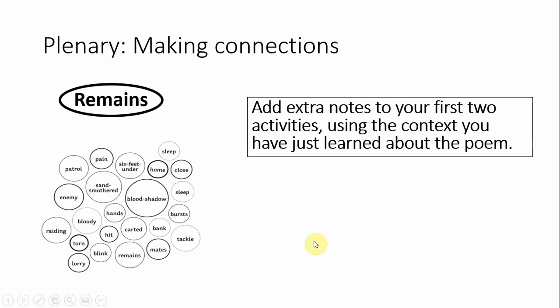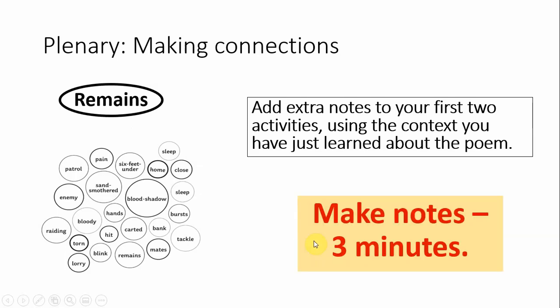The final thing for you to do from this section of the video's activities is to go back over the two pieces of notes that you've made already, using what you know now from the context that we've just been over, and skip the video back and look at it again if you need to. Add extra notes to your first two activities. Use the context and give it some extra depth, and maybe add in some new ideas now that you know what it's about. Give yourself about 3 minutes for that, and once that's done, you are finished for this video and you can move on to the next one as soon as you are ready.